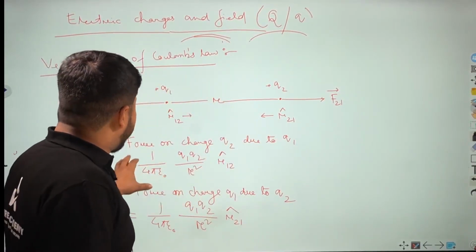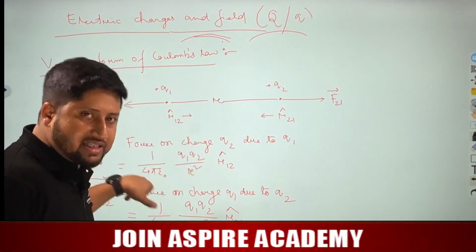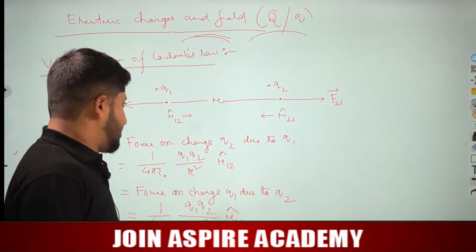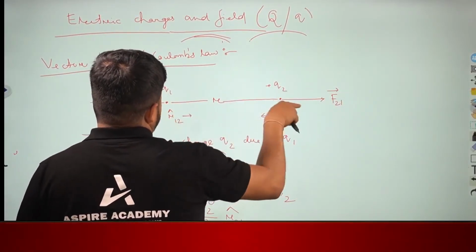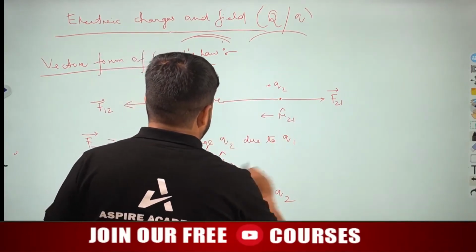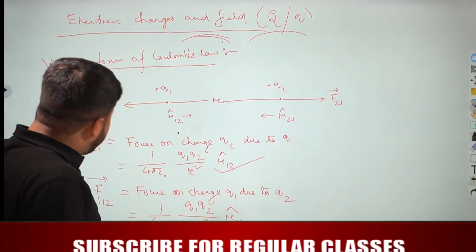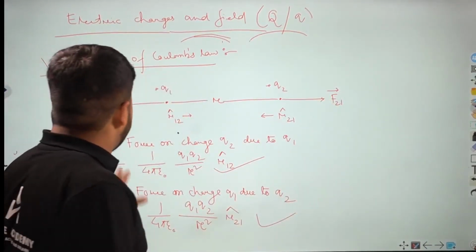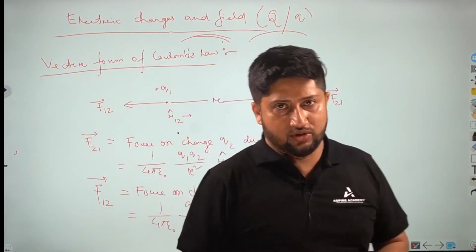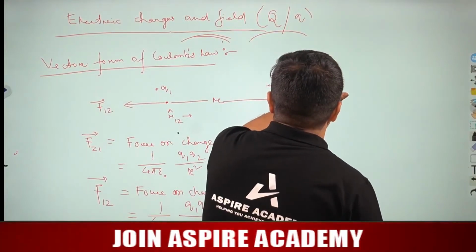The magnitude is 1 by 4 pi epsilon Q1 Q2 by R square, from Coulomb's law. And what is the direction? The direction of this force is along R12, so we represent it with the unit vector R12. This is the famous Coulomb's law, and this is the vector form of Coulomb's law. Okay, thank you.